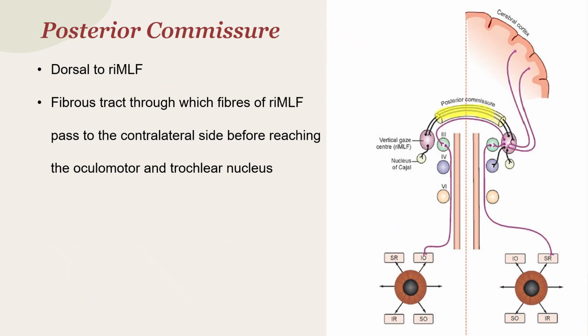Next is posterior commissure. So this is the posterior commissure. It is located dorsal to the RIMLF. It is a fibrous tract through which fibers of RIMLF pass to the contralateral side before reaching the oculomotor nerve nucleus and the trochlear nucleus.